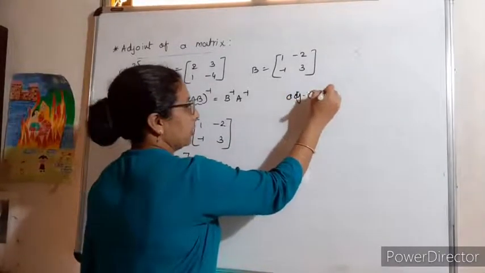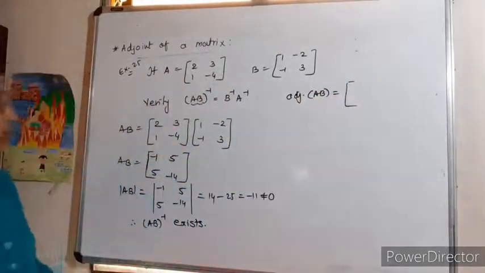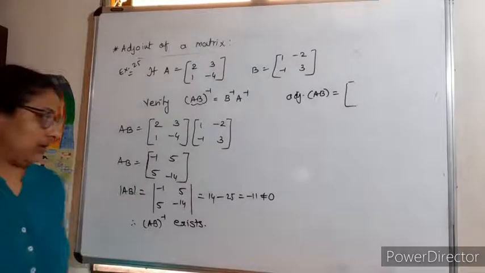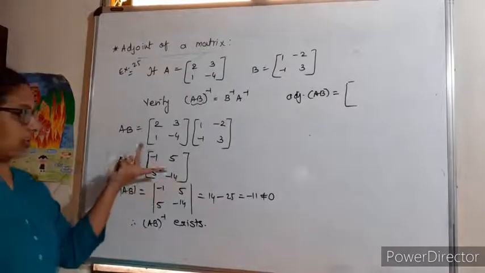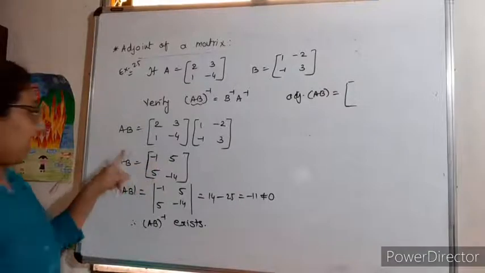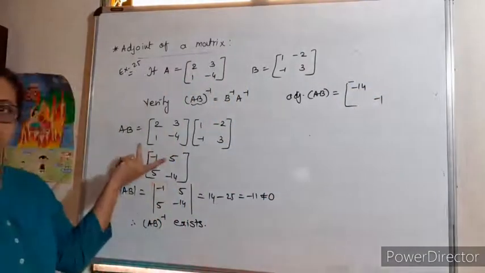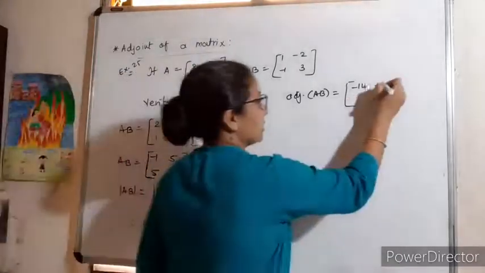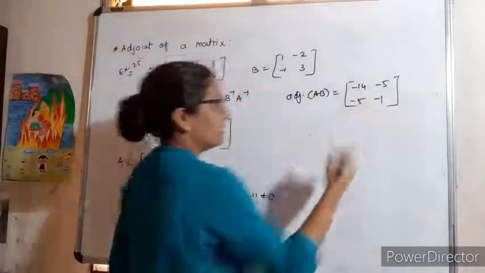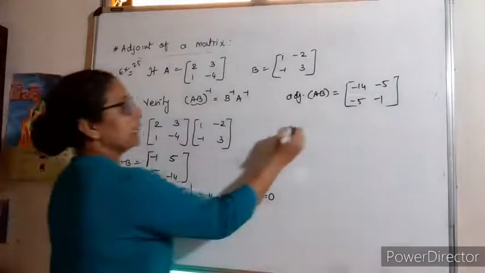Now we will find adjoint of AB. So how to find it? I told you the easiest way in 2 by 2. We'll just change this and change the sign of this. So that is minus 14, minus 1; we change the place of these and change the sign of the other two. This is our adjoint. It is easier. Now we will find AB inverse.